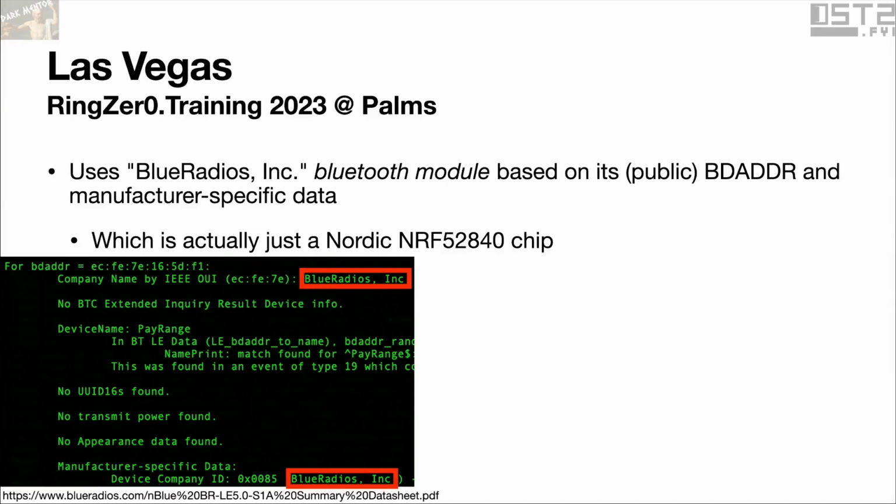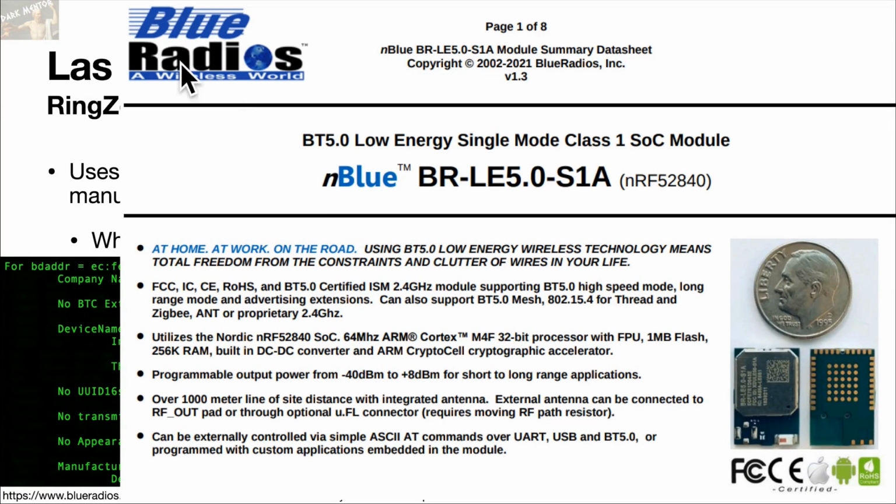The other thing that's interesting about this particular device is that it identifies by its BD_ADDR and manufacturer-specific data as having to do with something called BlueRadios Inc. You look that up and you see that they are a Bluetooth module maker, but actually the reality is that their Bluetooth module is someone else's chip. So it's a Nordic chip as far as I'm concerned for purposes of finding out whether or not there are vulnerabilities that apply.